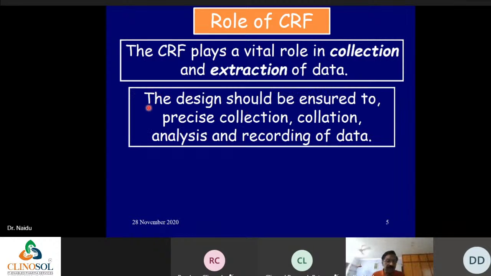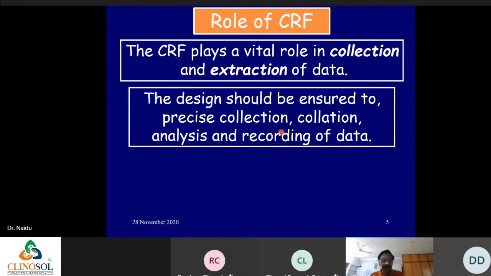Second, the design should ensure precise collection, collation, analysis and recording of the data. It is very, very important that every small part of the data collected into the case record form is very precise and collated. You should be able to correlate between the two data sets analyzed, and when it goes for analysis, the analytical person should be able to properly analyze it and then make a final record.